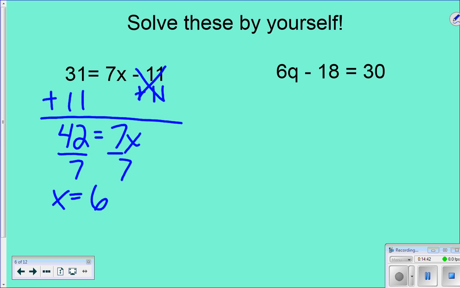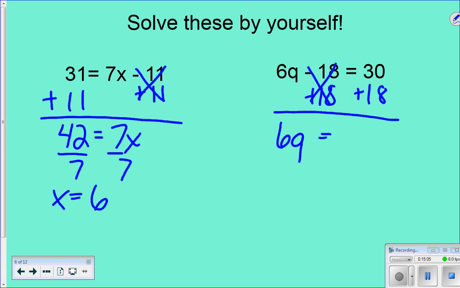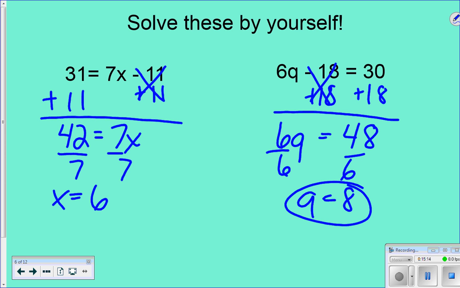Yes. Yep. You pretty much leave the number with the variable alone till the end. You don't do anything with it until that last step. Yep. So then over here, what did you do over here then? What are you going to have to do, Connor? Okay, this side, and to the 30, because we've got to do it to both sides of that equal sign. So we have 6q equals 48, divided by 6. Q should be 8. Okay.